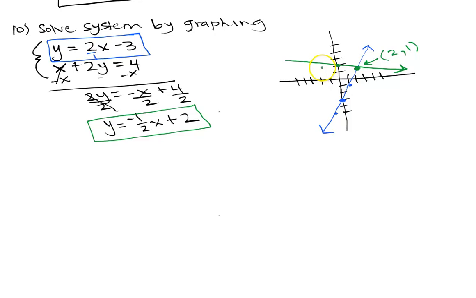My graph is not great, but on the test you'll have a grid and everything that's all to scale, so it'll be a little bit easier to see that. But that would be my answer: the point at which those two lines cross each other is the point (2, 1). So that is my answer for it.